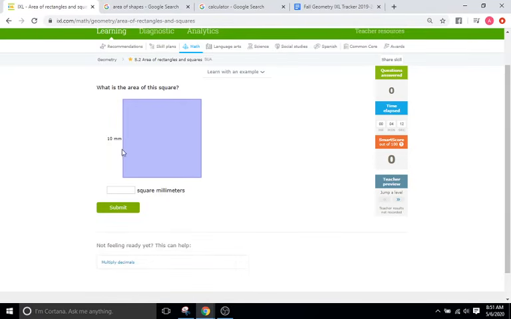Okay, so here we'll do base times height. The square has all four sides that are the same, so it gives us only one here, but we have 10, 10, 10, 10. So we're just going to multiply one side by the other. Base times height. Okay, so 10 times 10 is going to be 100.